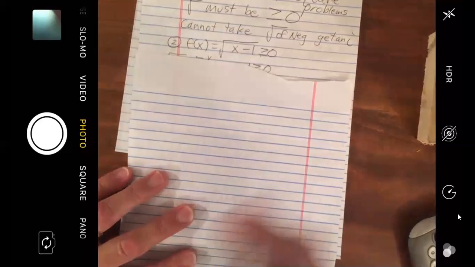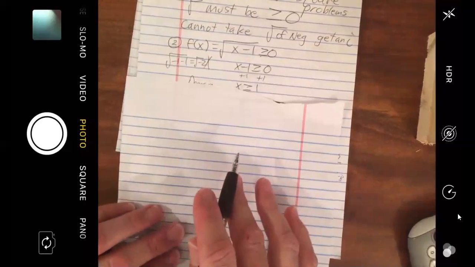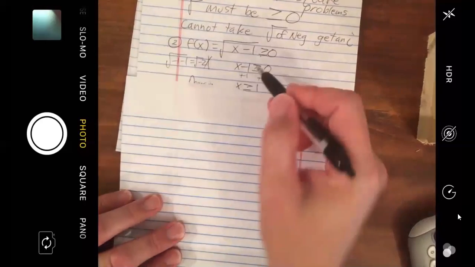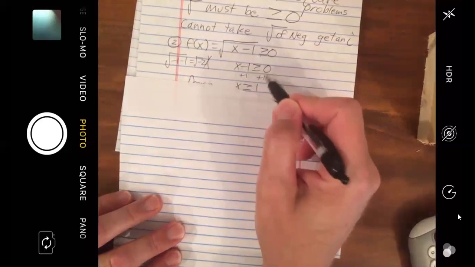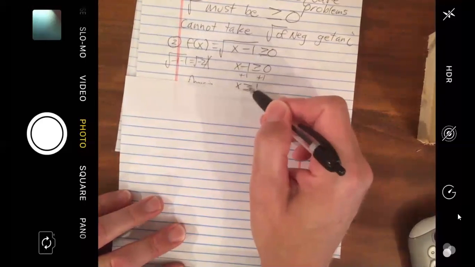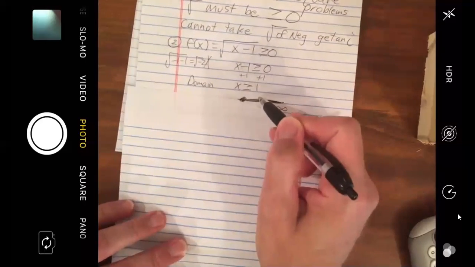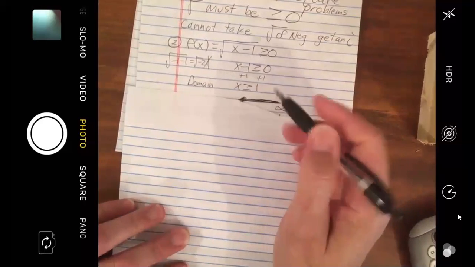You have to know how to handle this when you read the form of the formulas. That means x minus 1 is greater than or equal to 0. Add 1 both sides, and the x's have to be greater than or equal to 1. That is its domain in x.